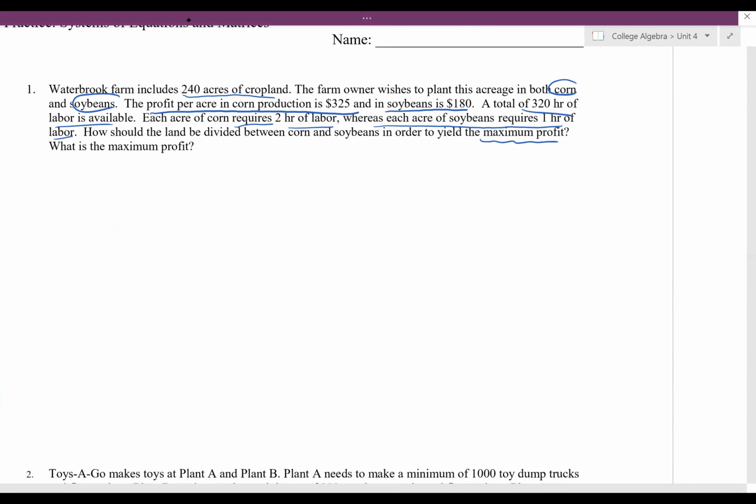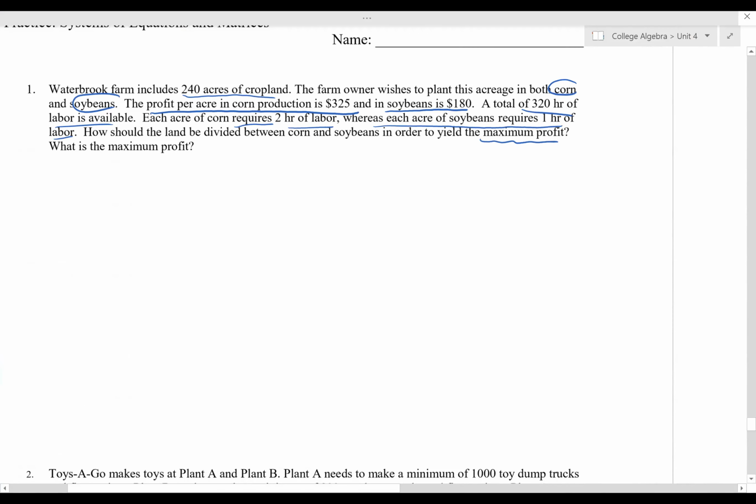So when you're setting up these problems, the first step is to define your variables, like what is X and what is Y, or if you want to do C for corn and S for soybeans, something like that. Look at the very end of the problem because it tells you what you're looking for. So it says, how should the land be divided between corn and soybeans? So I'm going to let X be acres of corn, and I'm going to let Y be acres of soybean. And that's just going to help me when I set up the constraints of the equations.